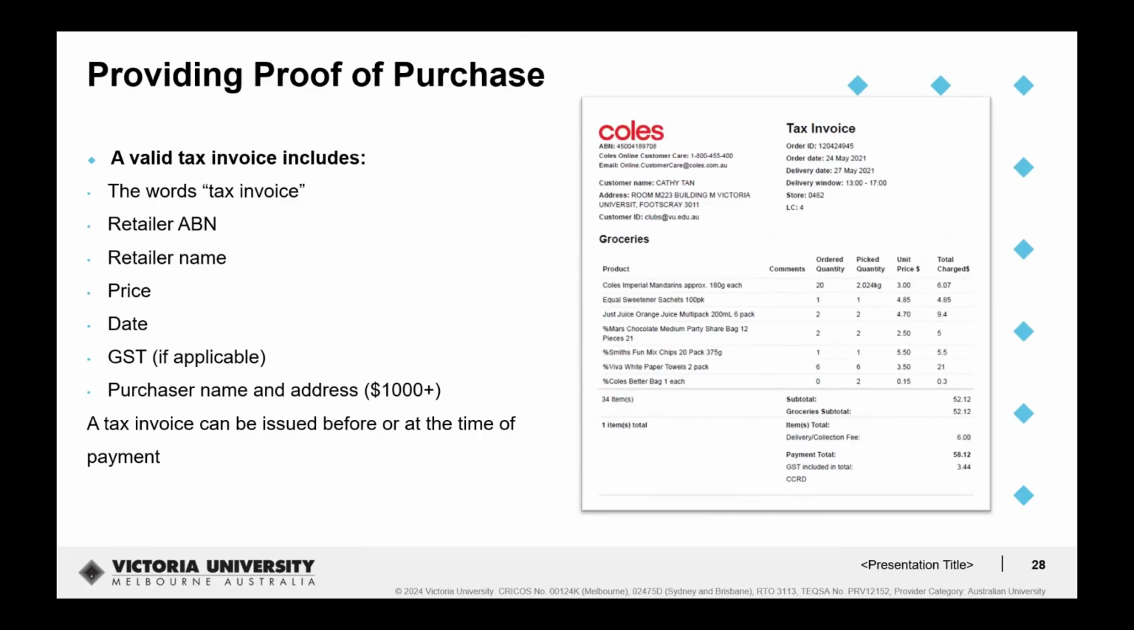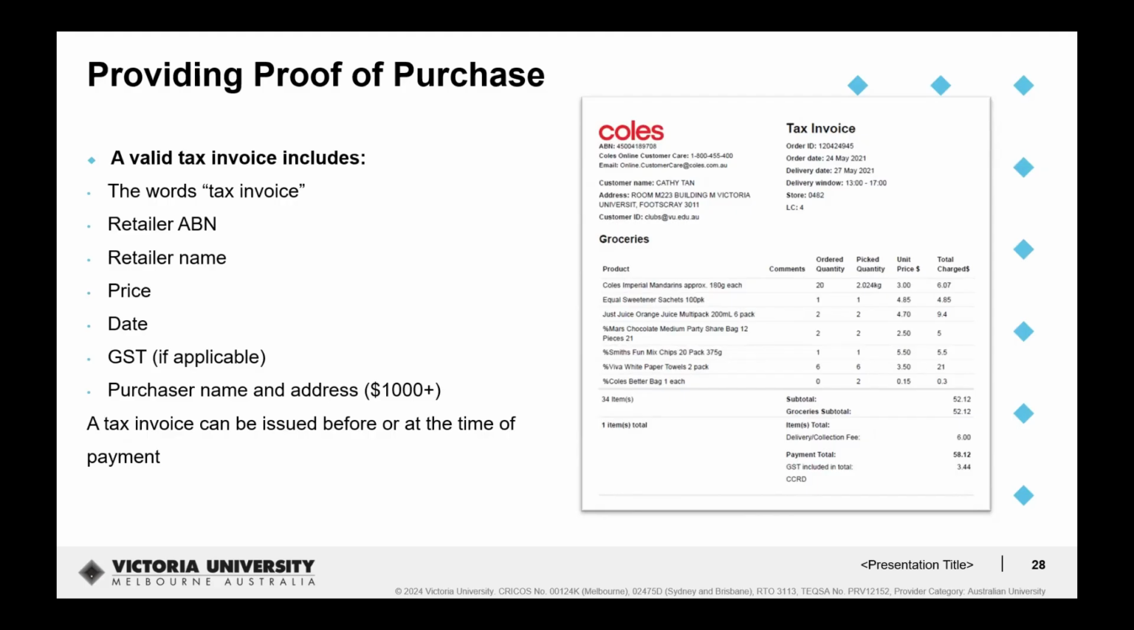GST is optional if the business GST turnover is below $75,000. So the invoice from some small businesses may not have GST on it. And lastly, if the purchase is more than $1,000, then it also needs to have the purchaser's name and address. This is an example of a Coles tax invoice with all the information we just mentioned, so this is considered a valid tax invoice.